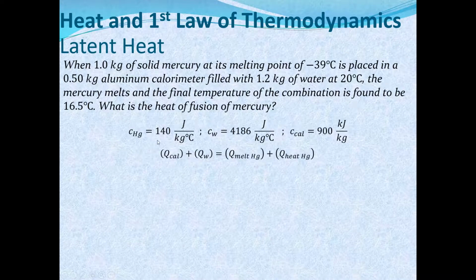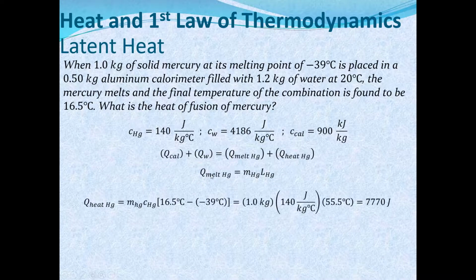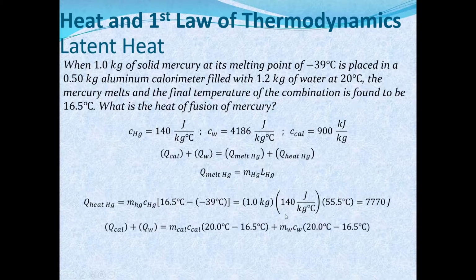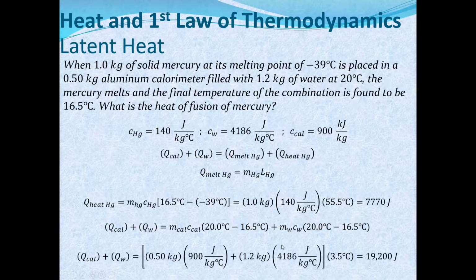So we have the calorimeter cup, we have the water, and then for the mercury, we have to split it up into the heating of the mercury and then the melting of it. So melting is going to be the mL equation, and the heating is going to be the MC delta T. When we plug the numbers in for the mercury, we get a little bit under, I should say, 8,000 joules. Doing the same thing for the calorimeter cup and the water, we can find that the total energy for here is 19,200 joules.